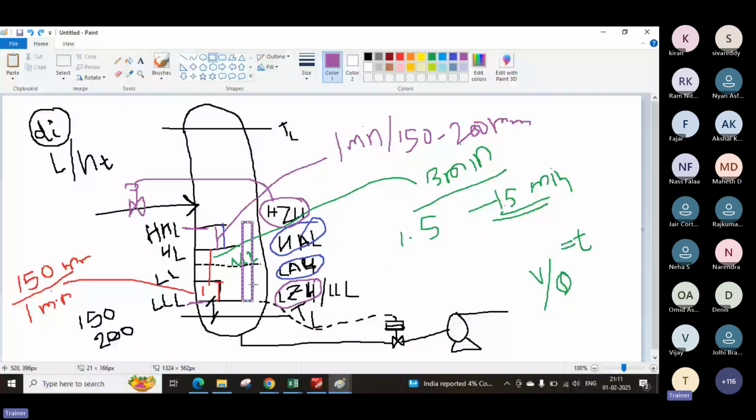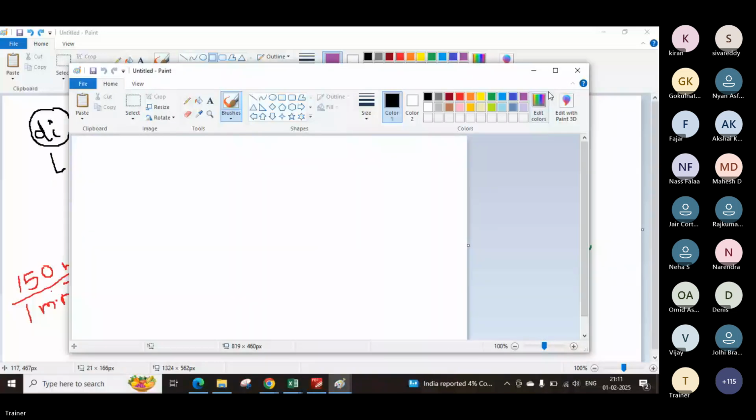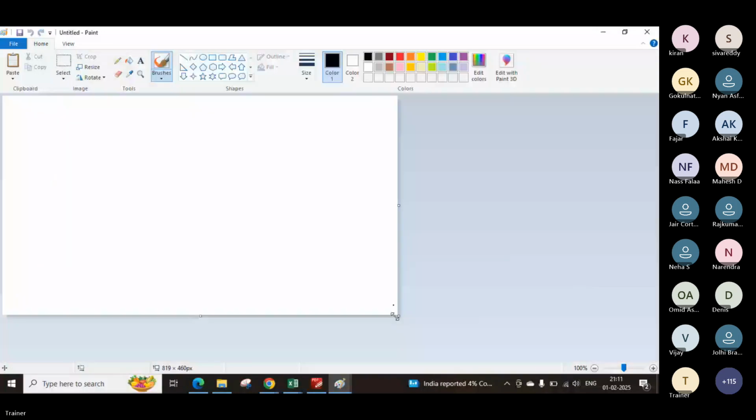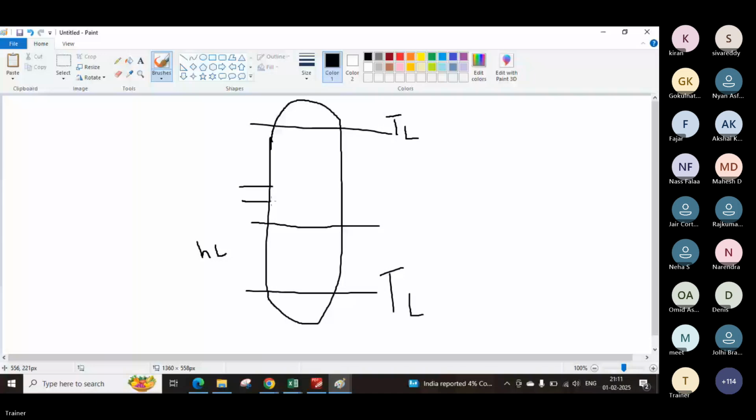When you see, let me open one more. So now you will see how it is affecting. This is the tan line, this is the tan line, this is the tan line. So this is your liquid level you require, that is H of a liquid. Now there is an inlet nozzle at this point. This is the inlet nozzle.